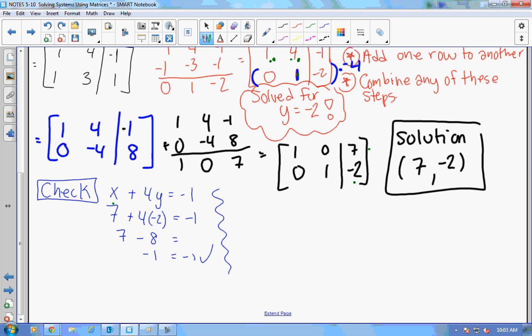You also need to plug it into the other equation, which was 2x plus 5y equals 4. Replace the x with your x solution you found, which is 7, plus 5 times the y. The y we found was negative 2. Do that math. Does it actually come out to 4? 14 minus 10, 4 equals 4. So we've checked. So we know we have the right answer.